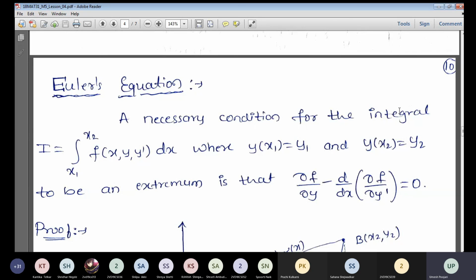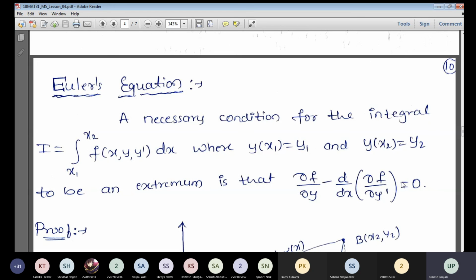A necessary condition for the integral I to be an extremum is that dou f by dou y minus d by dx of dou f by dou y dash equals 0. Or sometimes they will ask to obtain the Euler's equation dou f by dou y minus d by dx of dou f by dou y dash equals 0. So the remaining things we shall study in our next class.